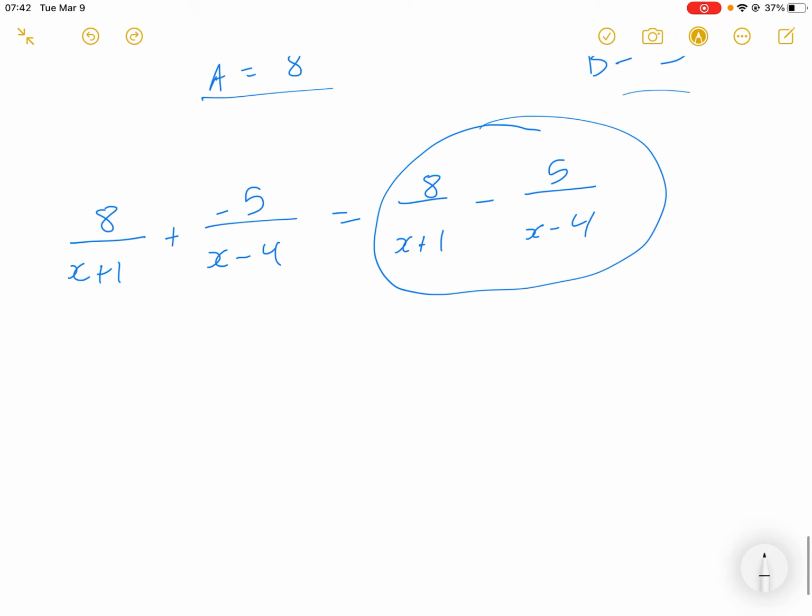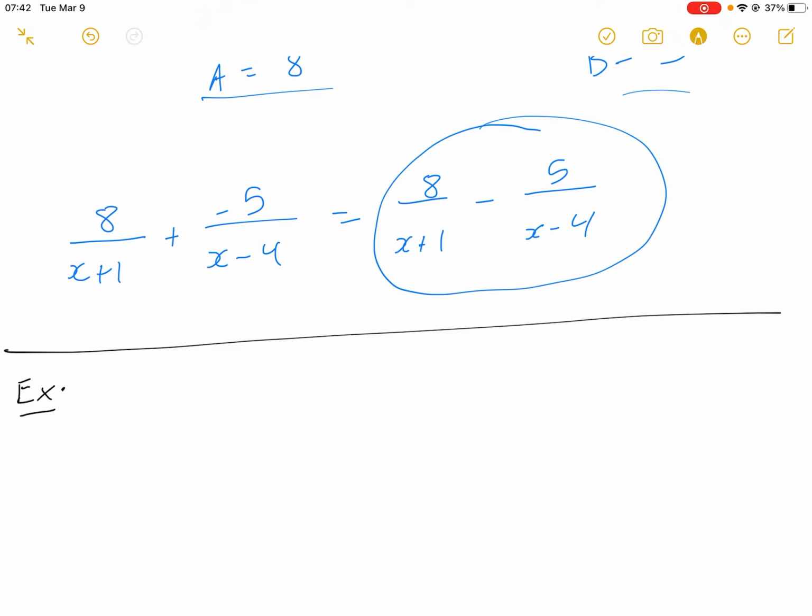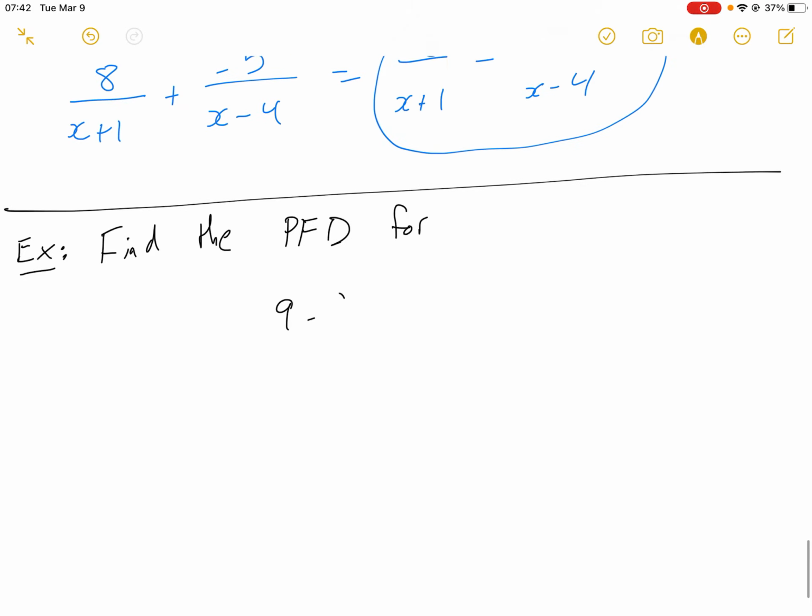All right, I'm going to do one more example. And in this one, it's not going to be nicely factored for you. So I'm just going to say find the PFD for, let's go, 9 minus 9x all over 2x squared plus 7x minus 4.